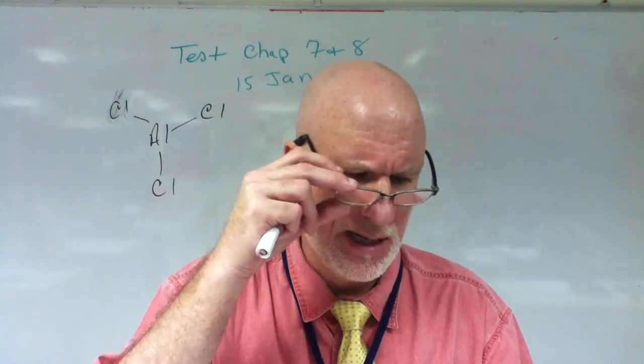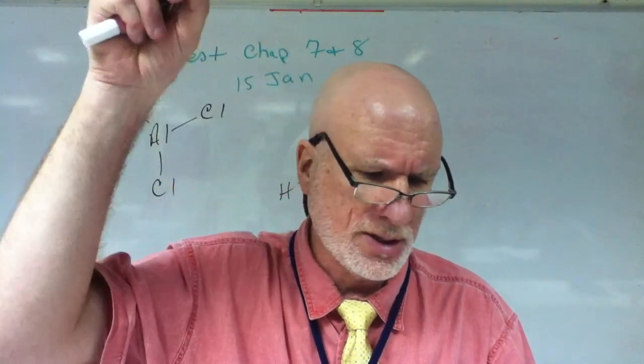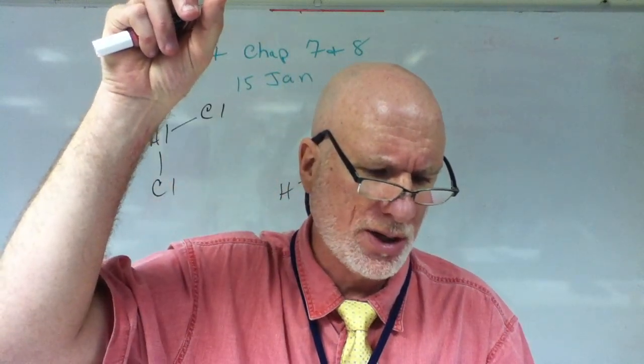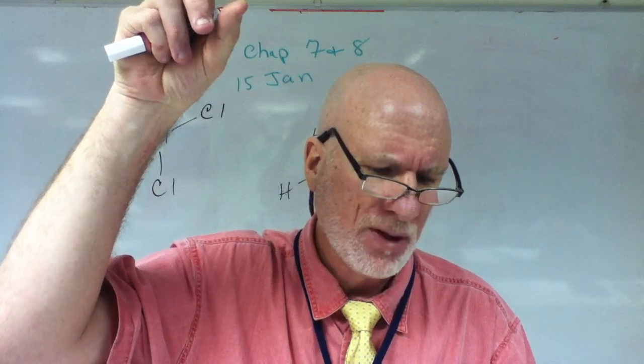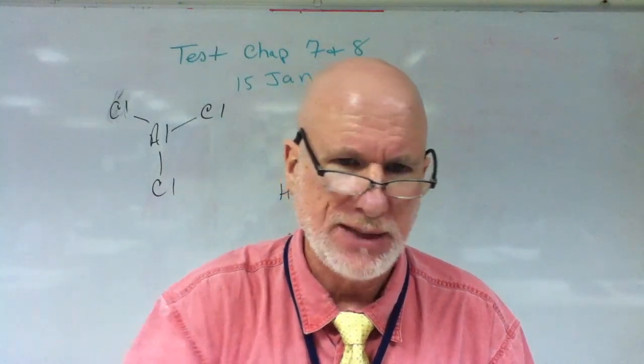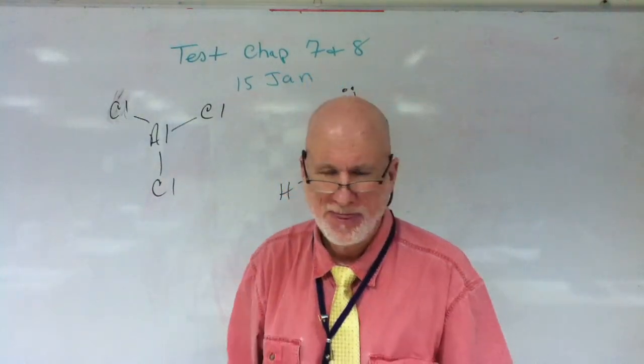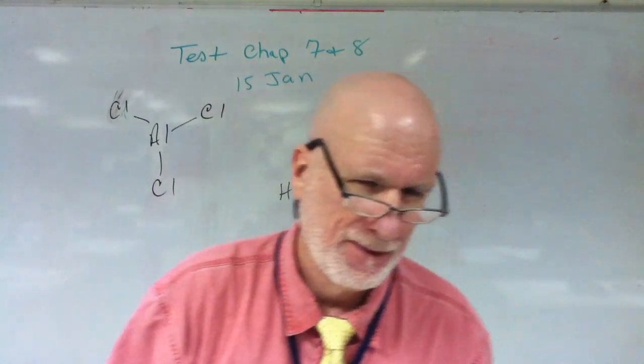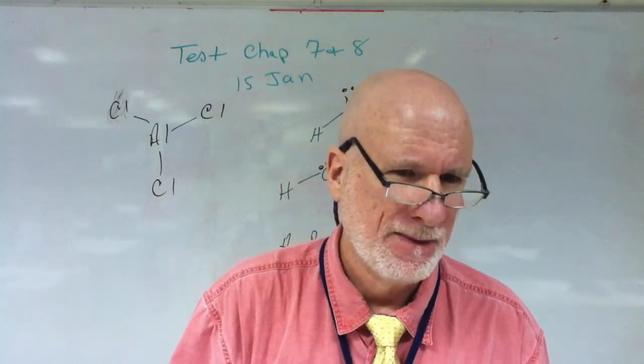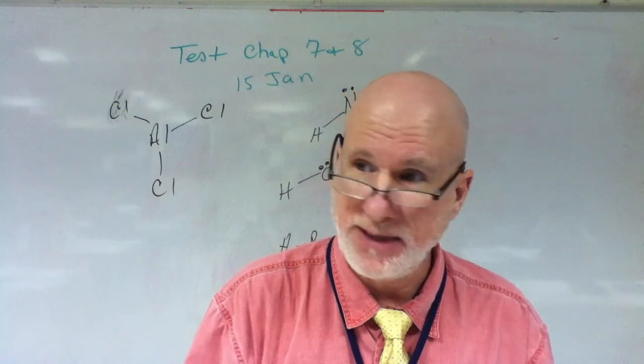All right, what are coordinate covalent bonds? How are coordinate covalent bonds different from other covalent bonds? One of the atoms in the coordinate covalent bond gives up both electrons to make a bond instead of one and one sharing. Absolutely. One gives up two.